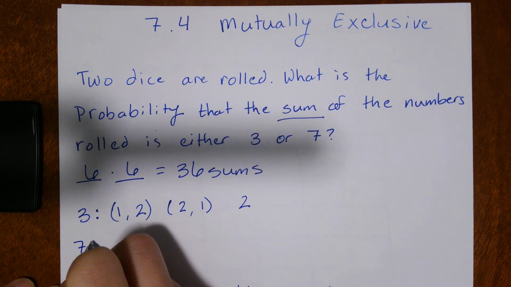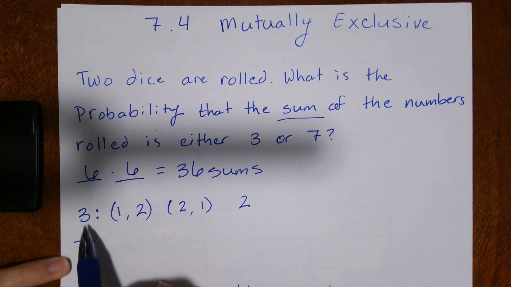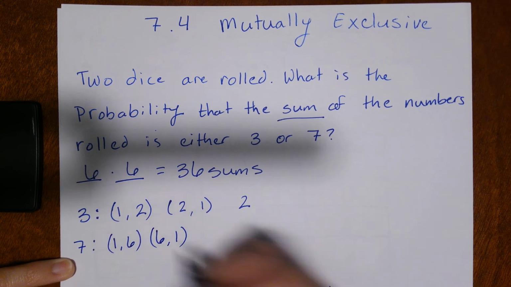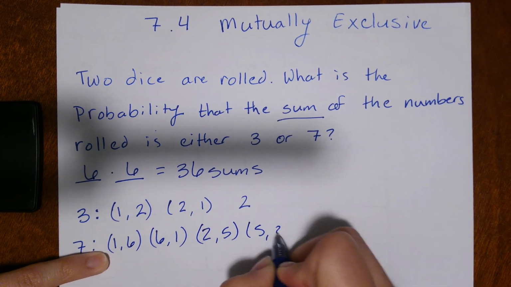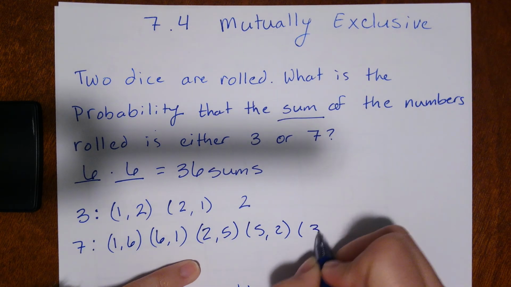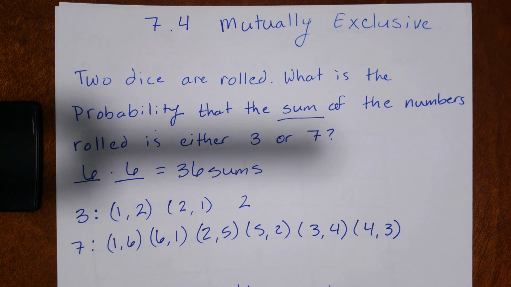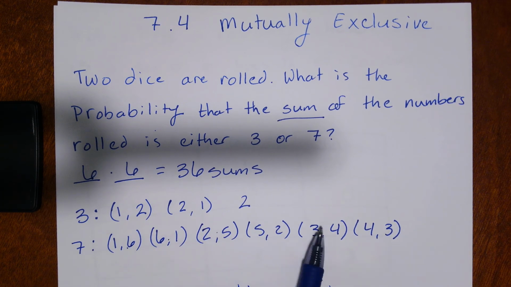So what about 7? You can pause for a second and see if you can come up with all the possible ways we could get a 7. So we're going to run through this the same way we did 3. I could have a 1 and a 6, and therefore a 6 and a 1. I could have a 2 and a 5, and a 5 and a 2. I could have a 3 and a 4, or a 4 and a 3. So these are all the possible ways. 1, 2, 3, 4, 5, 6.